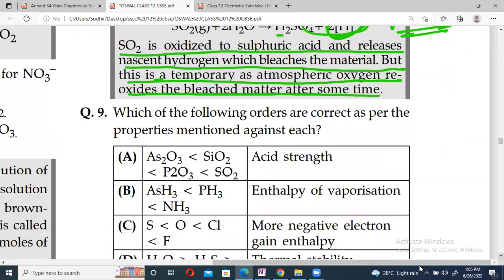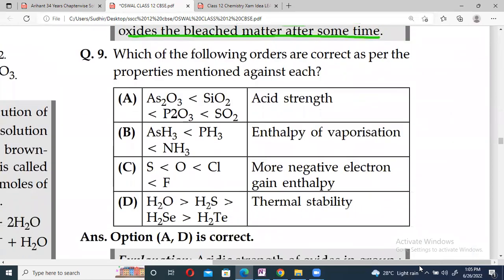Okay, question number 9. Which of the following orders are correct as per the properties mentioned against each? The first property is correct. SO2 is more acidic than the oxides of phosphorus, silicon and arsenic. And D is also correct. The thermal stability of H2O will be more than H2S, H2Se and H2Te. Answer is A and D.